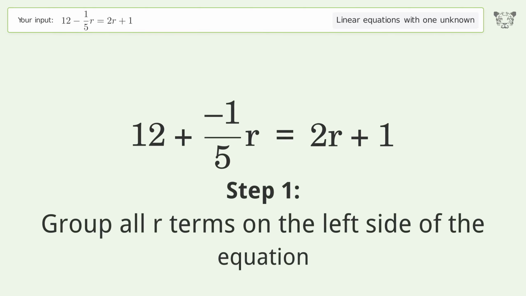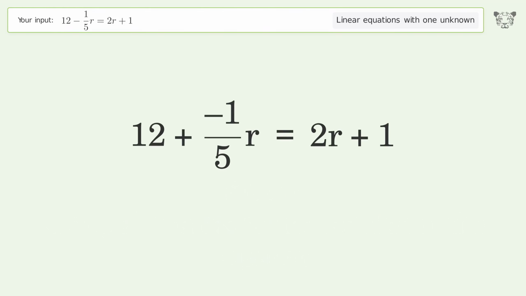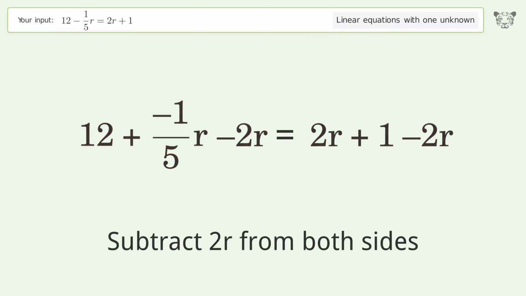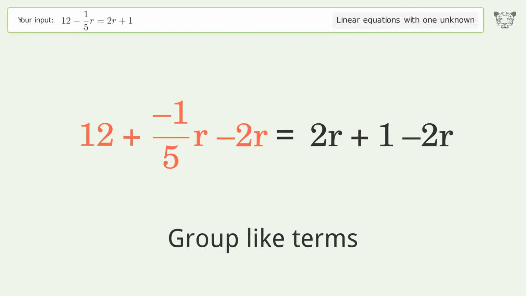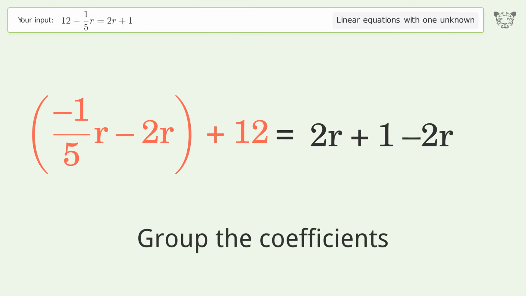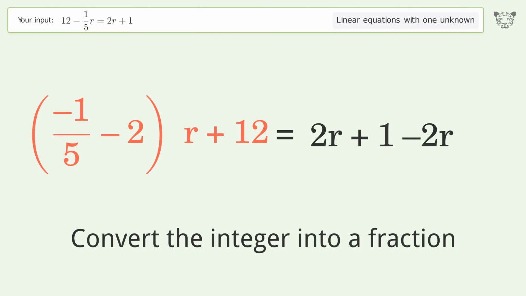Group all r terms on the left side of the equation. Subtract 2r from both sides. Group like terms. Group the coefficients. Convert the integer into a fraction.